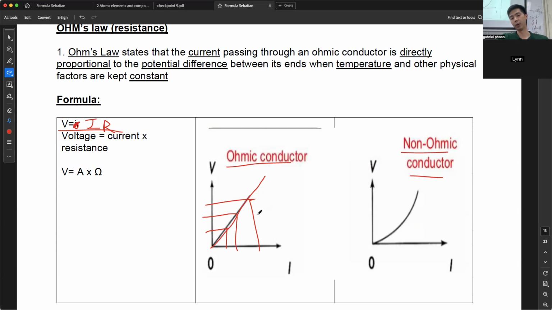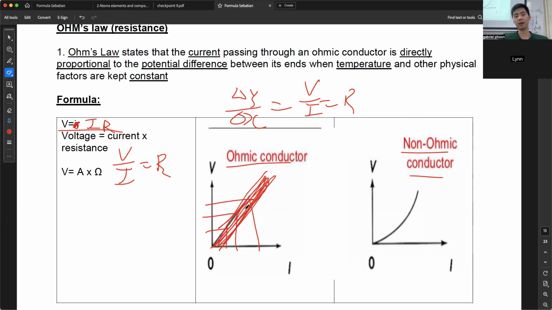By the way, what does the gradient represent in a V versus I graph? Very good. Change in Y over change in X, right? Which in this case is V over I, which is just V over I equals R. In other words, my resistance is dictated by the gradient. So what happens if I have an increasing gradient? What does this mean? Good, it is more resistance.